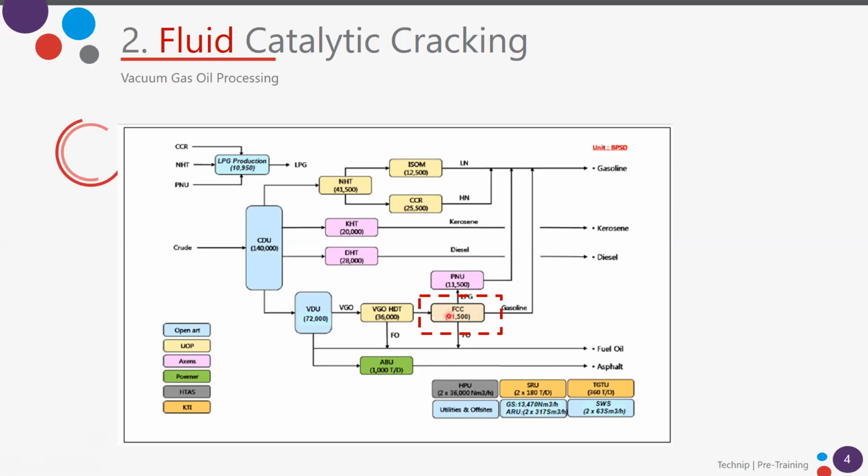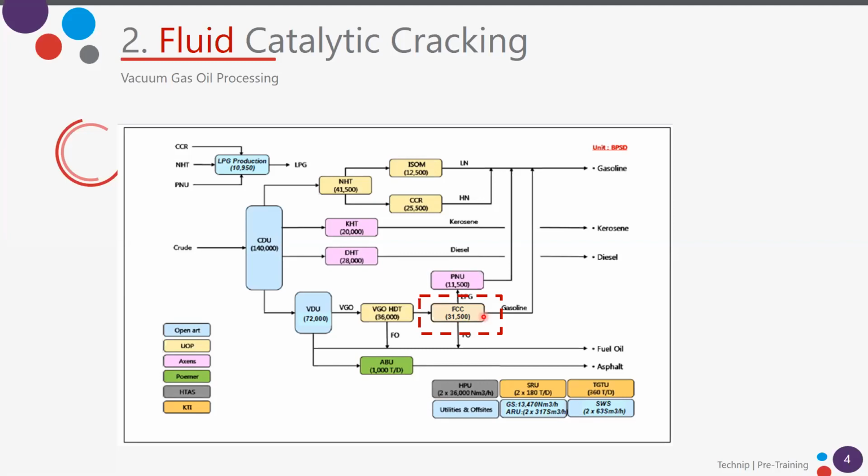We see here the capacity of this unit. Remember that the unit we use to set the capacity of the different units is barrels per stream day. And the capacity for the FCC unit is 31,500 barrels per stream day.